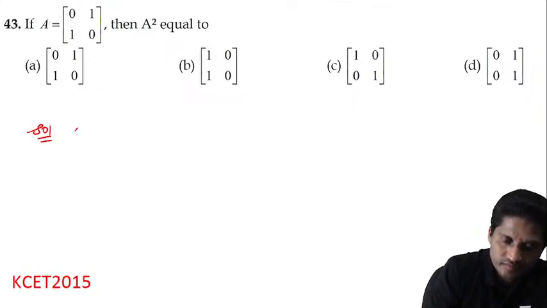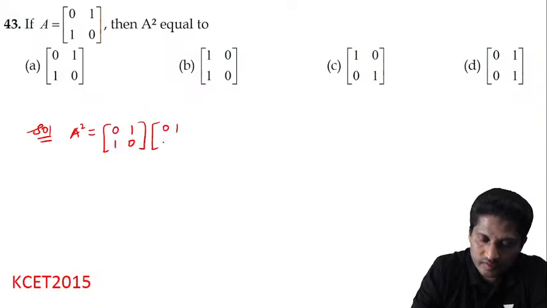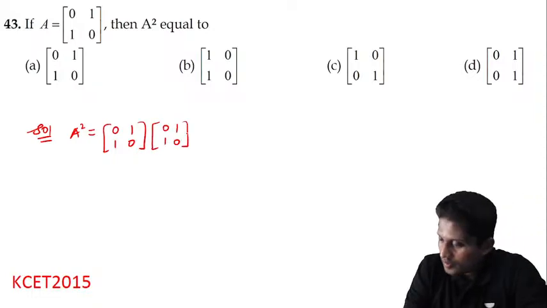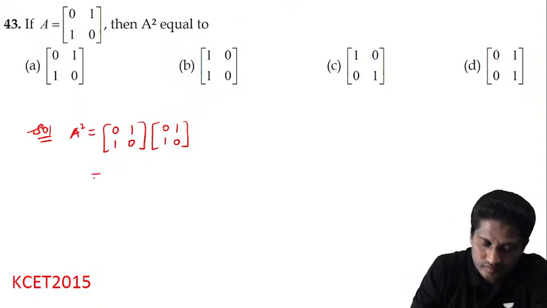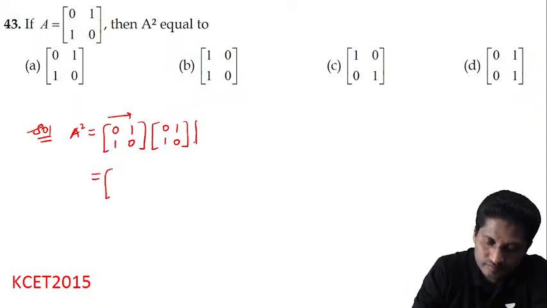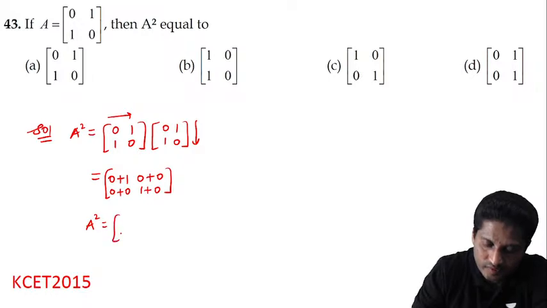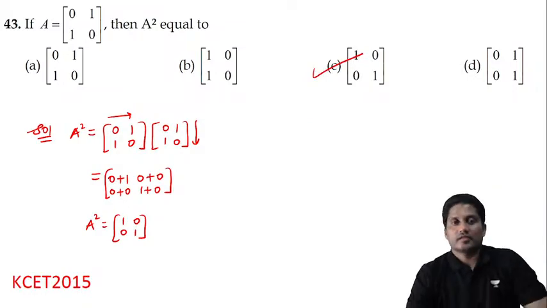What is A square now? A square is A into A, that is 0, 1, 1, 0 times 0, 1, 1, 0. First row, first column: 0 plus 1. First row, second column: 0 plus 0. Second row, first column: 0 plus 0. Second row, second column: 1 plus 0. So A square will be equal to 1, 0, 0, 1, which is option C. Let's move to the next question.